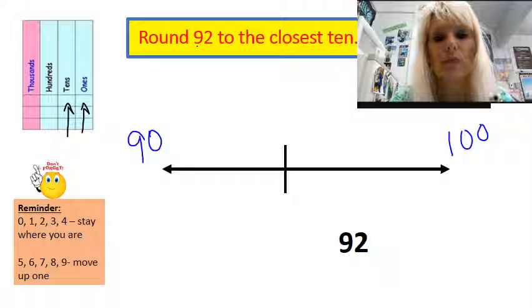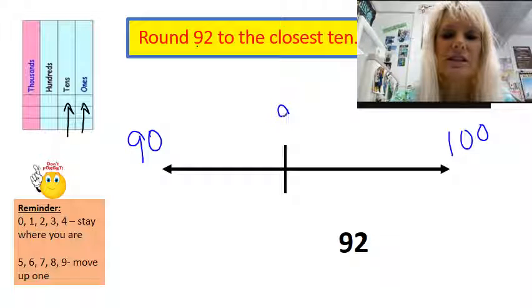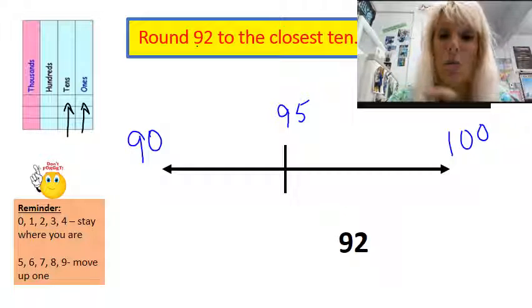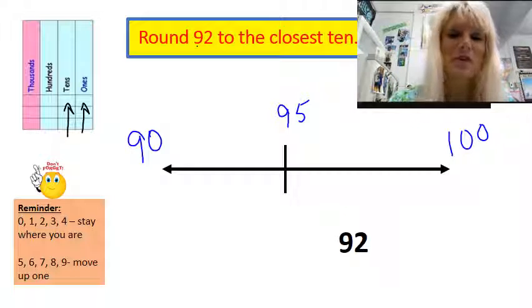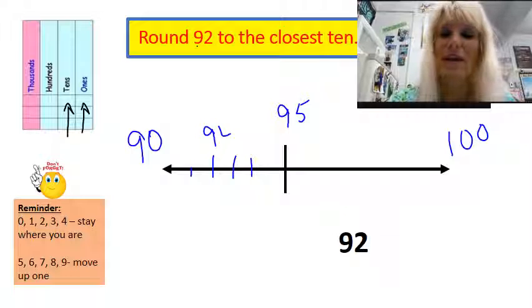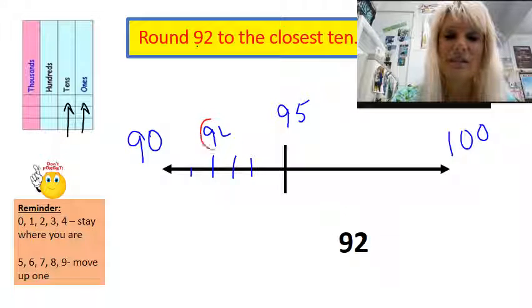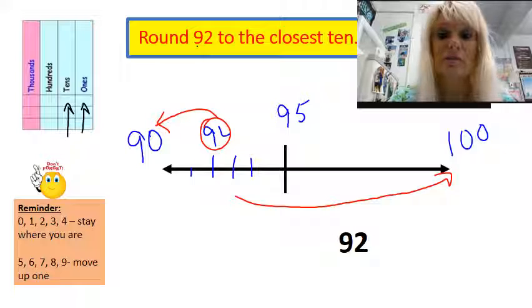When I think about what number comes in between 90 and 100, I realize that the number 95 comes in there. Then I ask myself, where does 92 come in? So if I say 91, 92, 93, 94, and then I get to my 95, here I can see that 92 is going to be much closer to 90. Look at how far it would have to go to make 100. It would have to be really far on the other side to be 100.